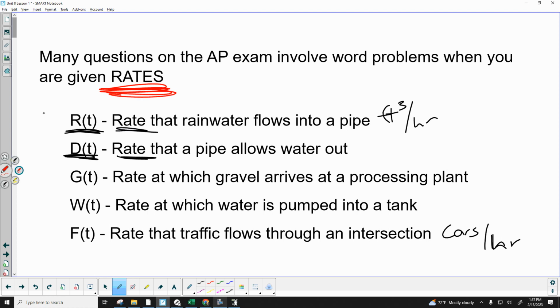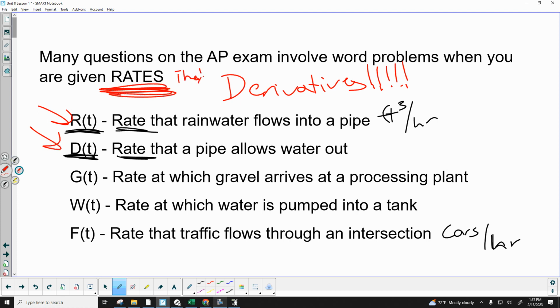Rates, capital R, capital D. This is a derivative. These are derivatives. Okay? In your problem with the fish, with the water, with the escalator, people, you are given the rates at which stuff is going in and stuff is going out. You're given how quickly stuff is going in and how quickly stuff is going out. You're given derivatives. Cool? Okay, cool.